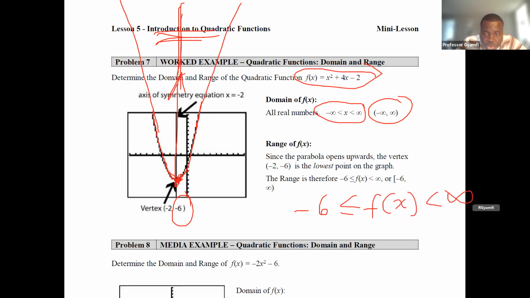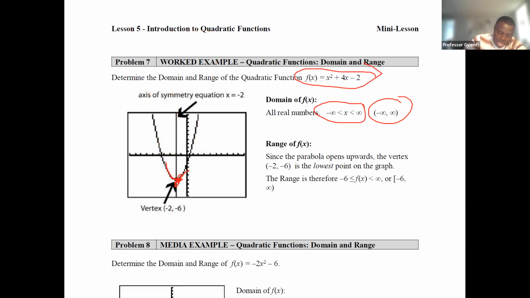Remember, infinity is not a number, so you do less than infinity. But here we are saying that the negative 6 is part of the values of y, and that is why we have a closed, a less than or equal. So f of x is greater than or equal to negative 6, but it's less than infinity. That's what we're saying. All right. So I hope that helps for range and domain.